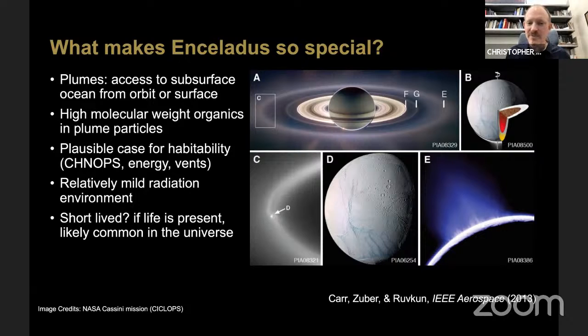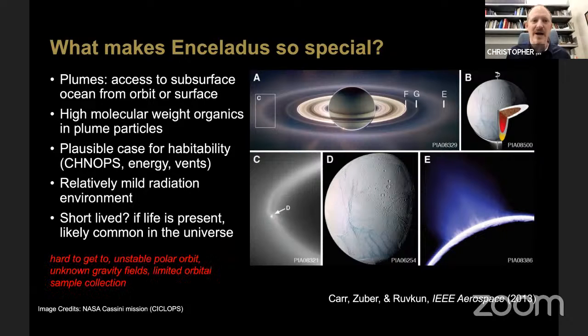And due to its orbital fluctuations, these vents may actually be somewhat short-lived, on the order of, say, millions or tens of millions of years. And if that's true, and there's life there, that would imply that life is common in the universe, that it can evolve quickly, for example. So this is a really interesting test case for astrobiology.